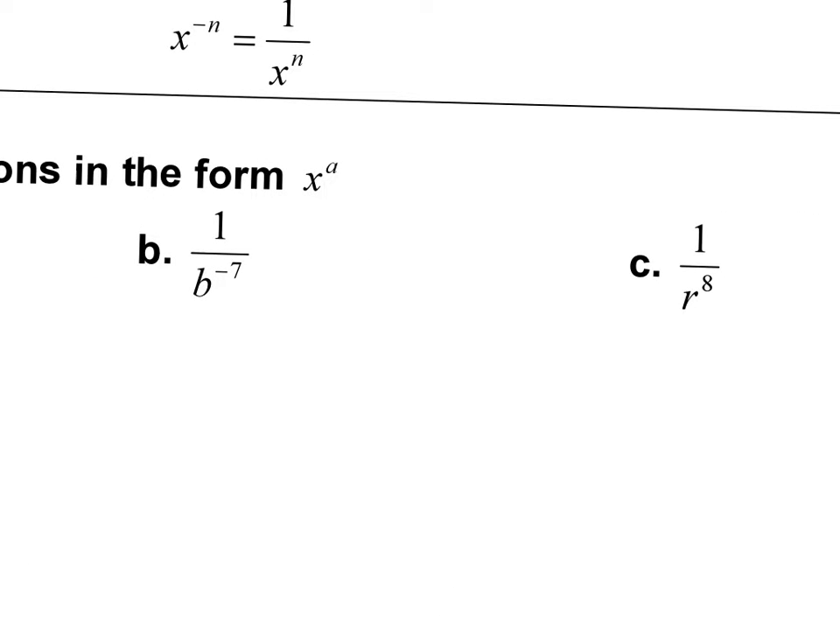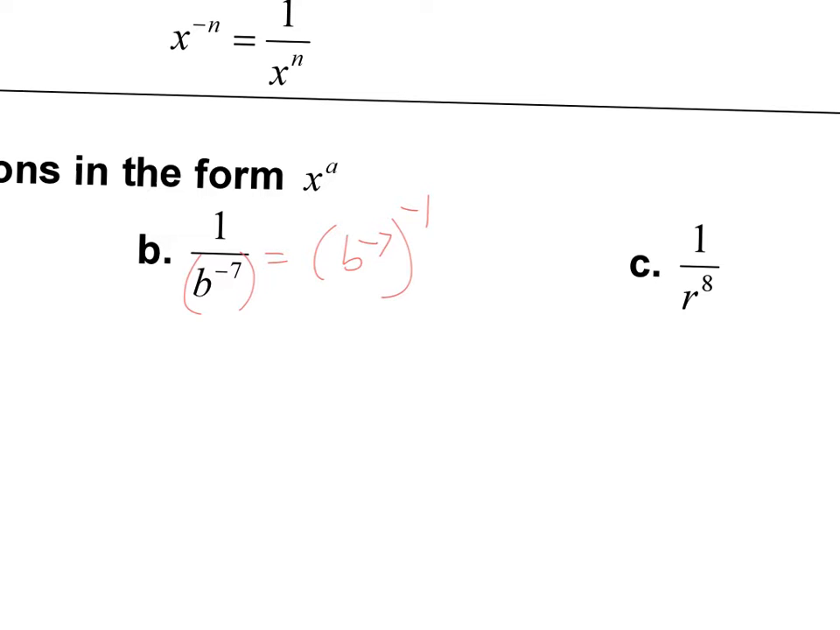Okay, let's do part B. Part B says it's 1 over b to the negative 7th. Well, it's already on the bottom and it's negative. So let's just think about that. Let's say I wanted to just put the whole parentheses on the top. Well, wouldn't that just be b to the negative 7th to a negative 1? I could do it that way if you want to think of it that way.